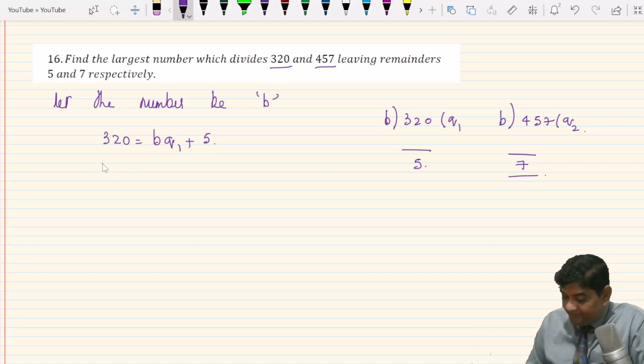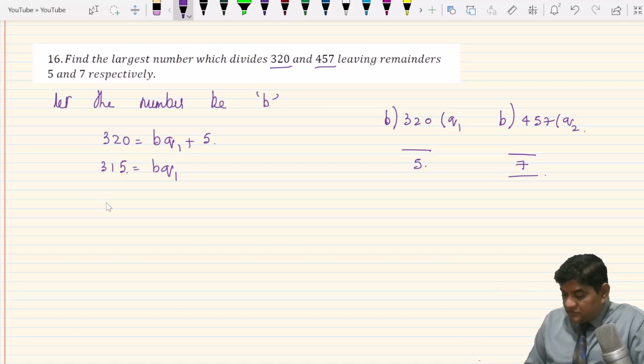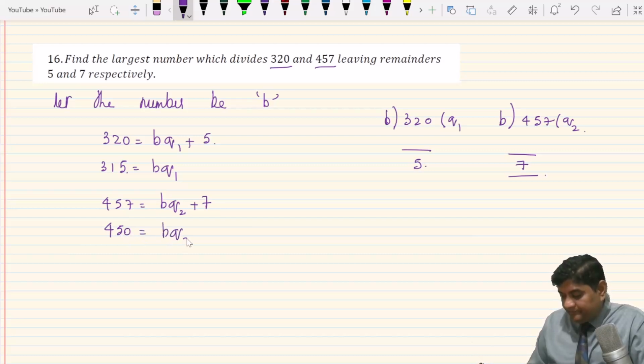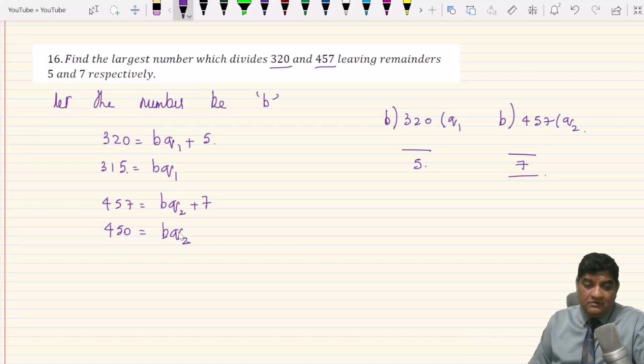Can I then say that 315 is equal to bq1? 315 is basically 320 minus 5. Can I also say that 457 is equal to bq2 plus 7? So when I transpose it, I get 450 is equal to bq2. So b is a factor of 315 and also of 450, which basically means that b is the HCF of 315 and 450. Let's quickly find out the HCF of it.